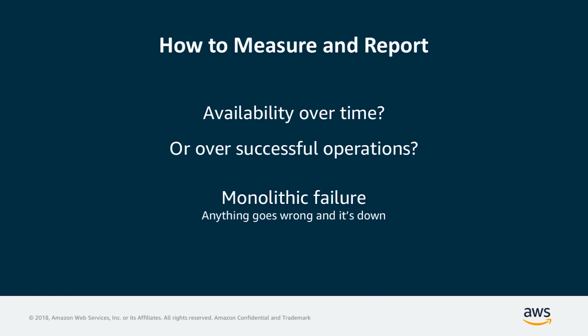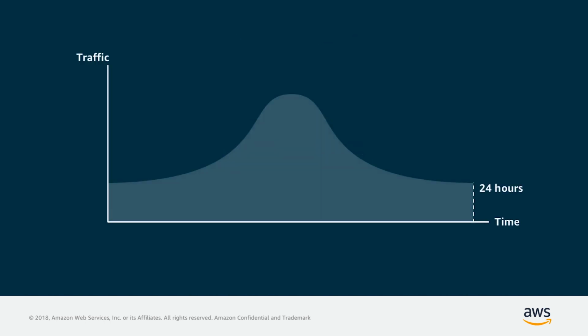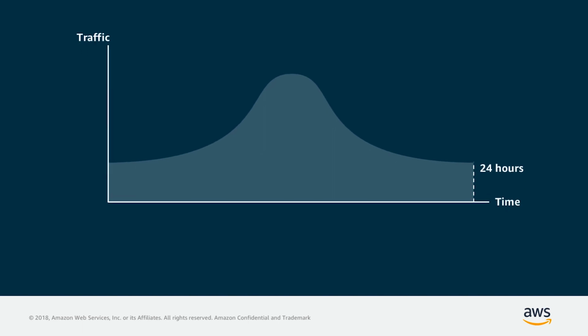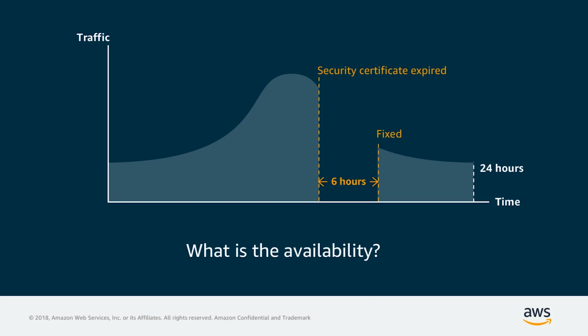If you have a monolithic system, and anything goes wrong, it'll go down. So if we think about that, here's a system, it's got some traffic, it's running through a 24-hour day, it gets busy at lunchtime, gets quiet at night. It's a very common kind of graph that you might see. Let's say somebody forgot to renew a certificate, one of the security certificates, it expired, and it took you 6 hours to figure out how to make a new security certificate and fix it.